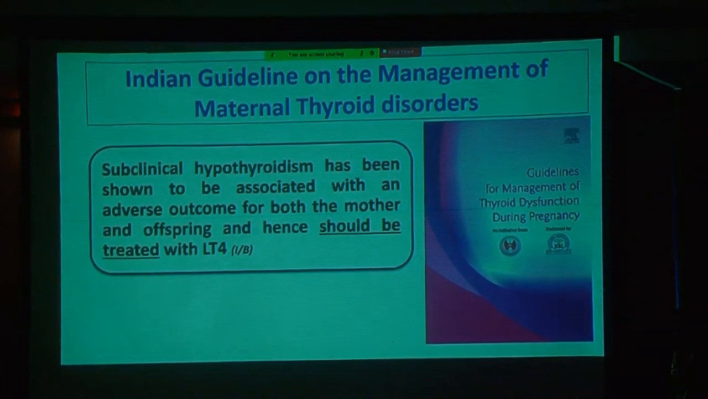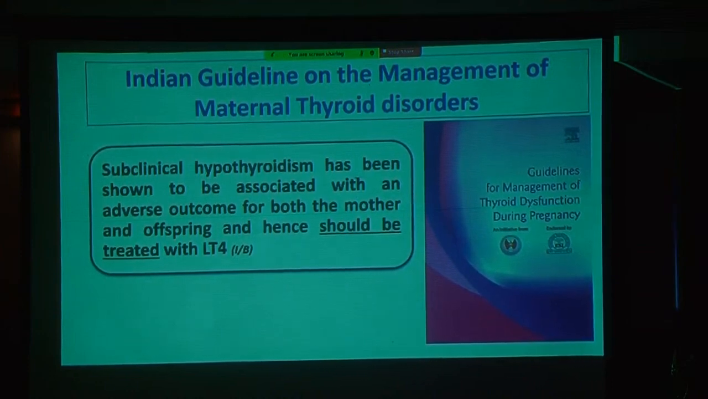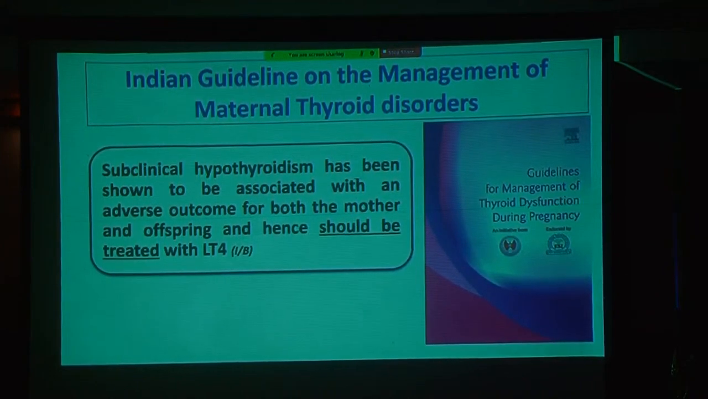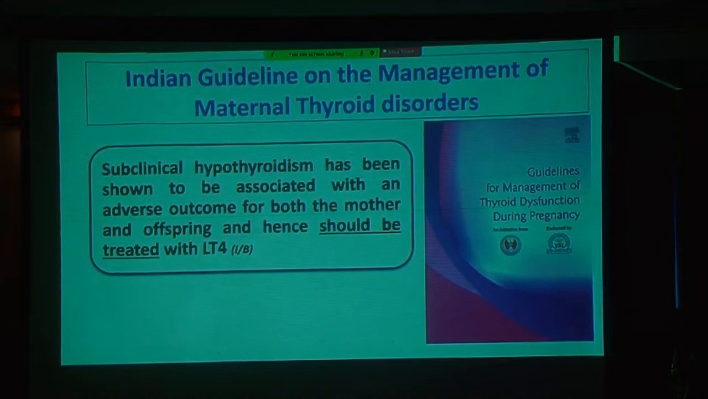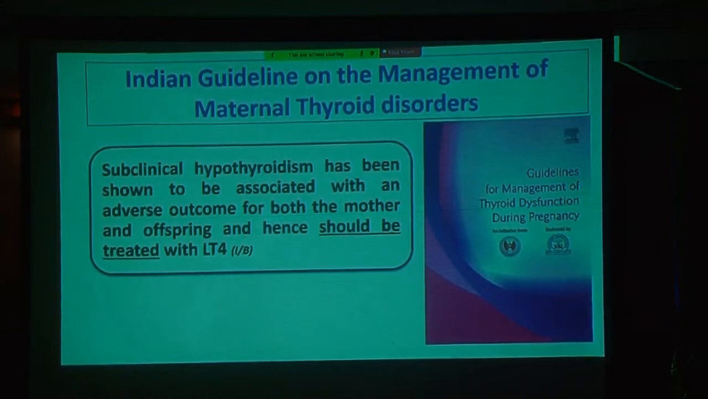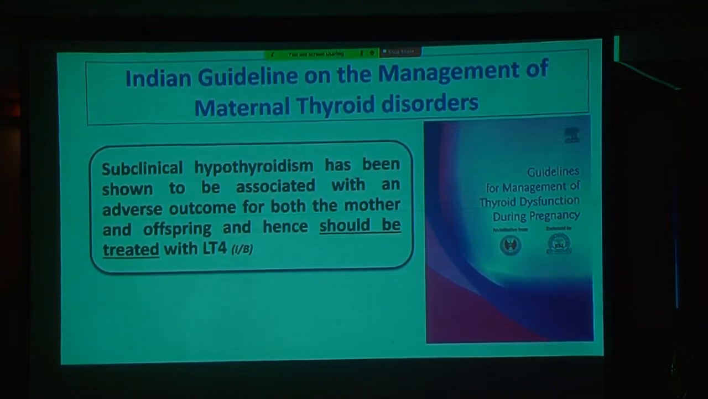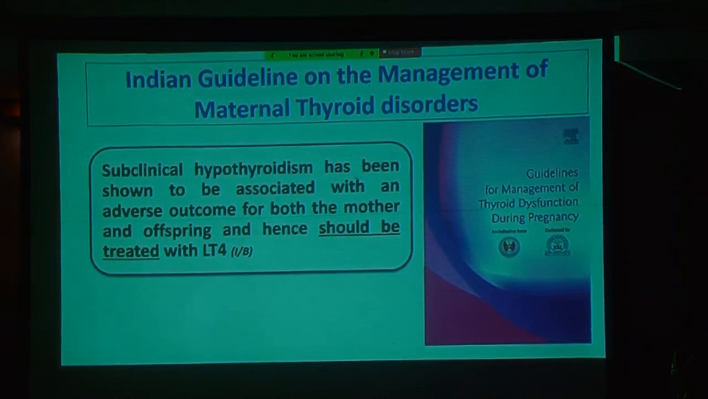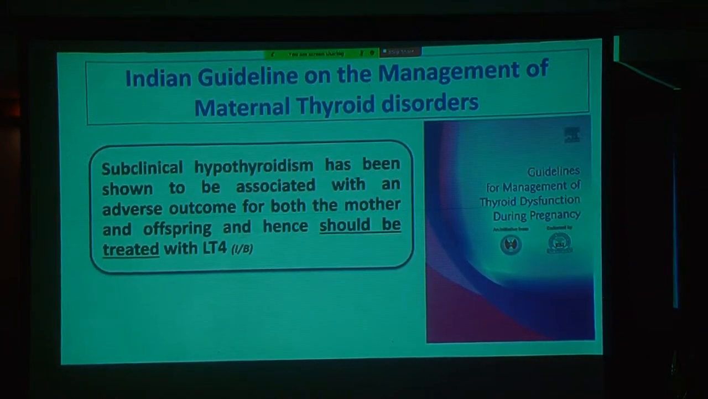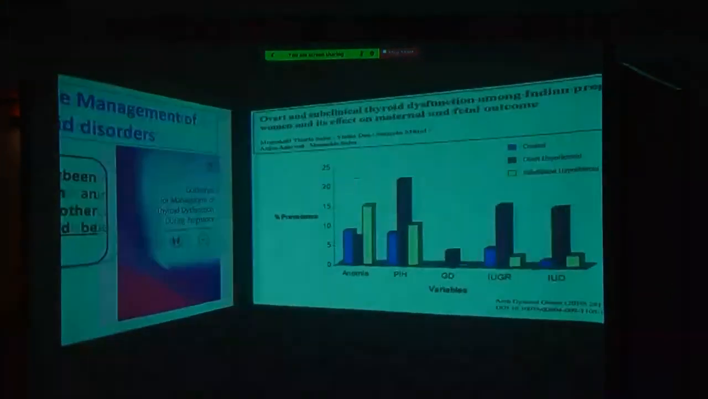What the Indian guideline says is you should treat subclinical hypothyroidism. Subclinical hypothyroidism has been shown to be associated with an adverse outcome for both mother and fetus and should be treated with thyroxine. That is the Indian guideline. Okay.